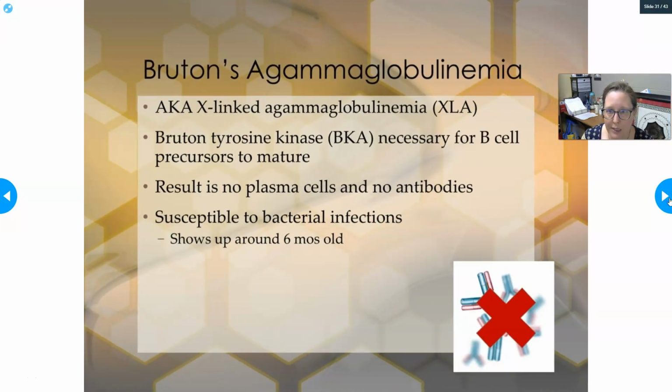Bruton's agammaglobulinemia. It's an X-linked agammaglobulinemia, meaning no gamma globulin, or lack of production of gamma globulins. So the Bruton tyrosine kinase is necessary for the B-cell precursors to mature. If you don't have any B cells that can mature, you don't have any antibodies. So the result is no plasma cells, therefore no antibodies, and therefore they are very susceptible to bacterial infections. And this starts really showing up around 6 months old, where there have been repeated infections and something's up.